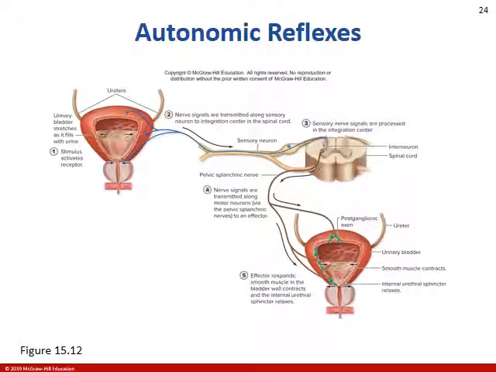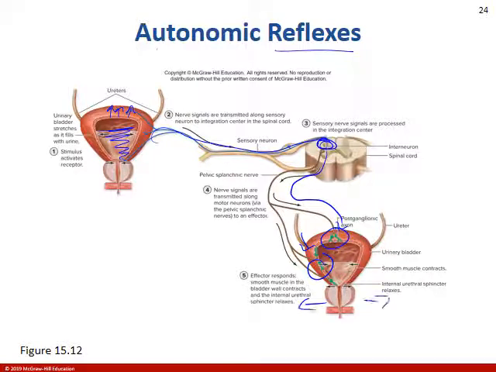This is another good example of an autonomic reflex. As the urine collects in the bladder, the stretch receptors in the bladder will send a message to the spinal cord integration center, and that'll send a message out, a motor message, for the muscles within the wall of the bladder to contract and for the sphincters to open so that we can release the urine.